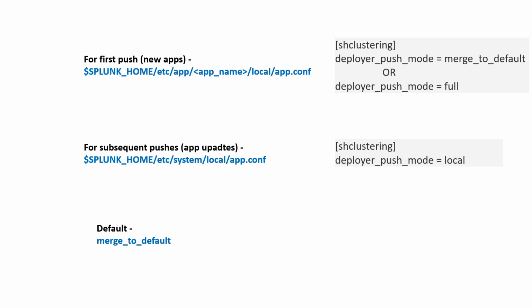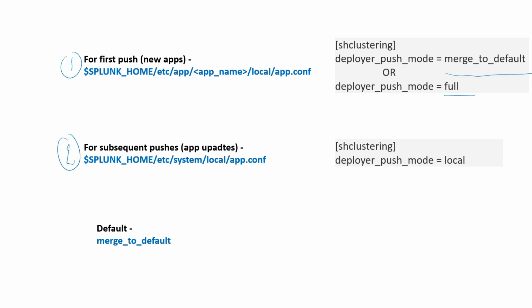So here I have mentioned two important points. The first one is, if you are pushing any app or add-on for the first time to your search head cluster members using the deployer, and it's purely based on my experience, and in fact Splunk also recommends it that way, any new app or config that you are trying to push for the first time, just make sure that you are using the deployer push mode as either merge to default or full, because as I mentioned in the previous slide, in these two modes you get all the content of the app deployed to your search head cluster members, right?